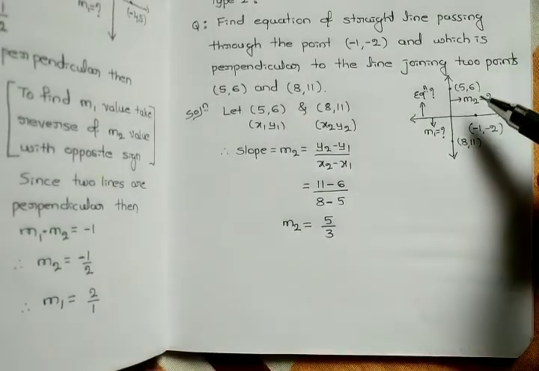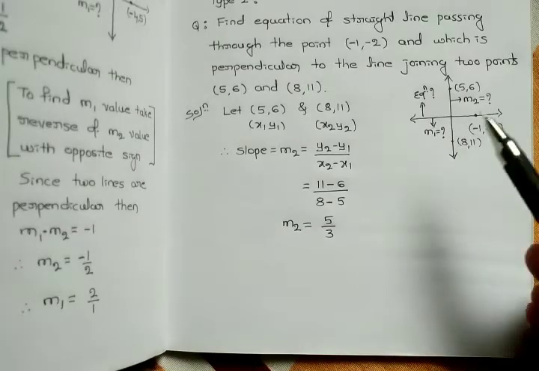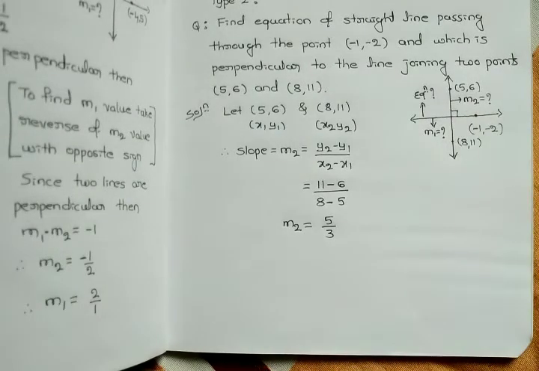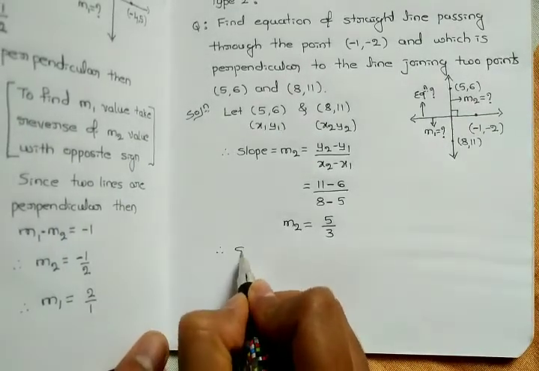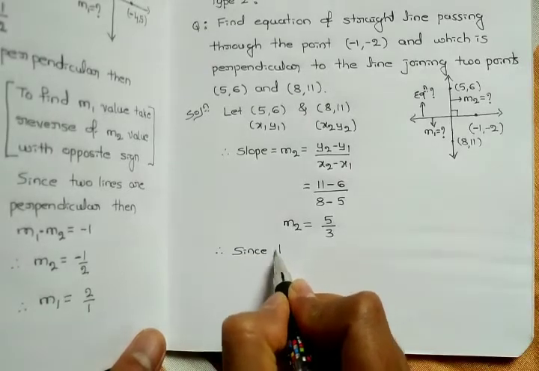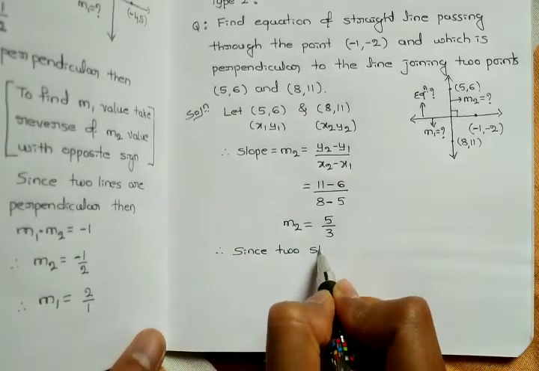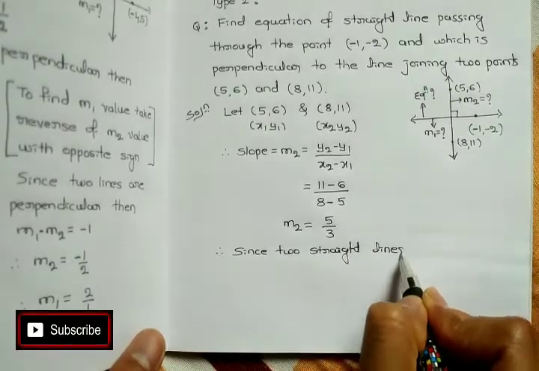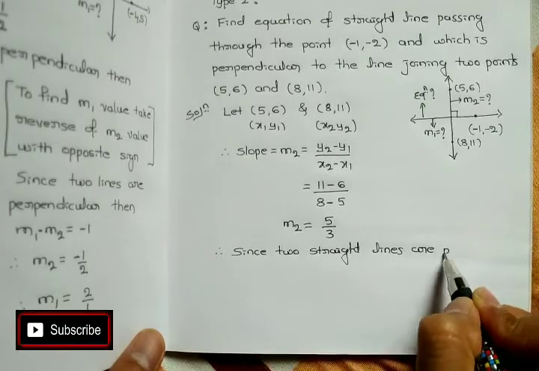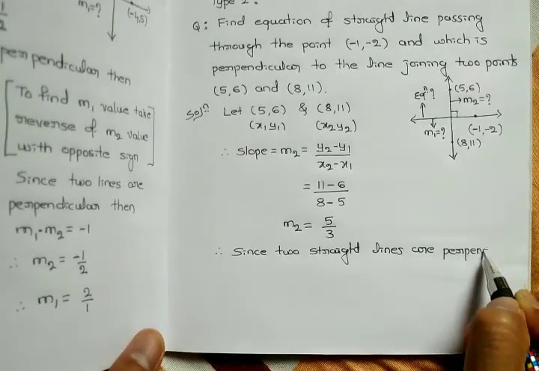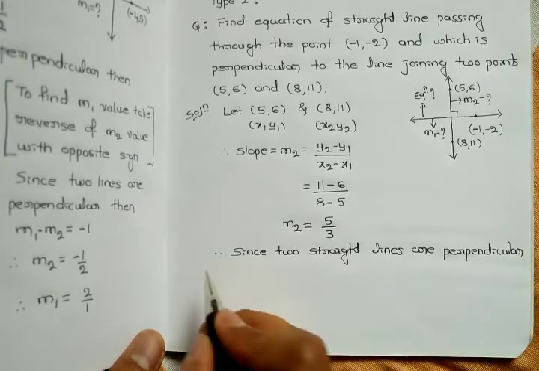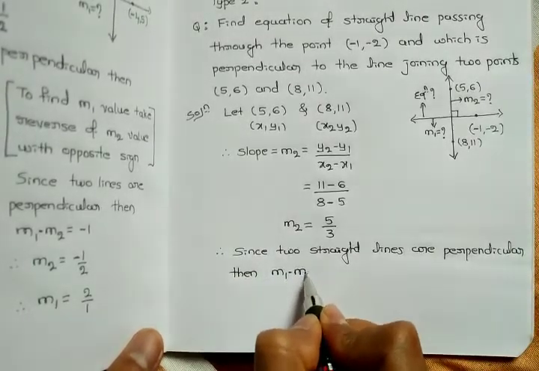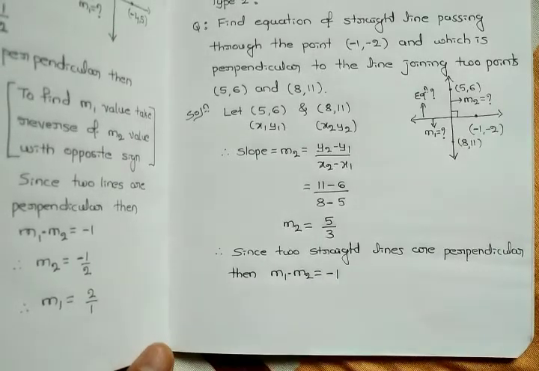Next, you got the m2 value. Now we need the m1 value, but using which condition? Perpendicular condition. Therefore write the condition. Since two straight lines are perpendicular, then m1 into m2 is equal to minus 1.